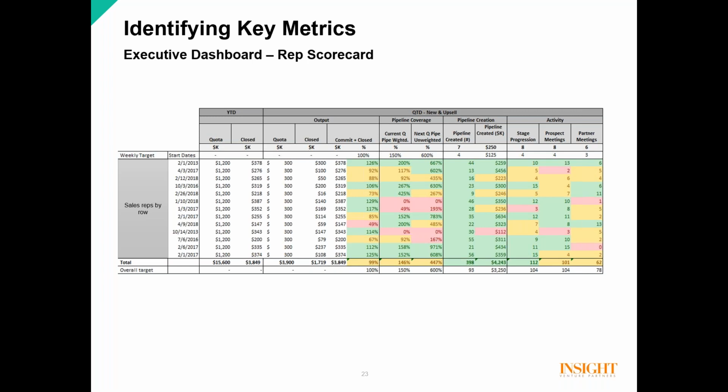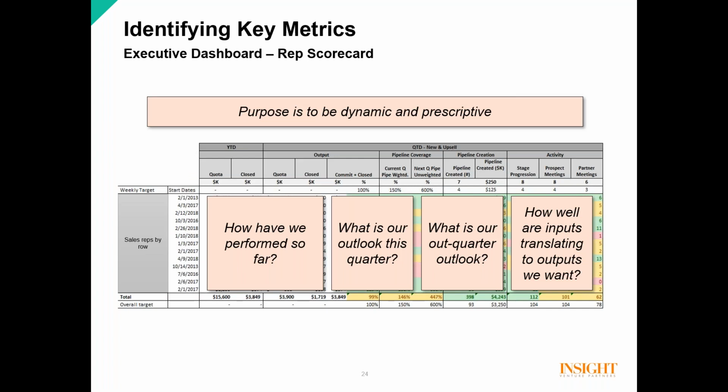If we look at one row, we can see how the rep is doing on their outcome KPIs, how the rep's doing on some of the leading indicators to those outcomes, and how they're doing on activity. And if we're thinking about this in a long sales cycle, activity that may be down the road can lead to outcomes in 6 to 9 months. Breaking this down a little bit, and again, the purpose of this is to be dynamic and prescriptive, you can see the questions that should come from discussion here in terms of how have we done so far, what's our outlook for this quarter, what does it look like for next quarter, and again, tracking the activities to see if things are translating.